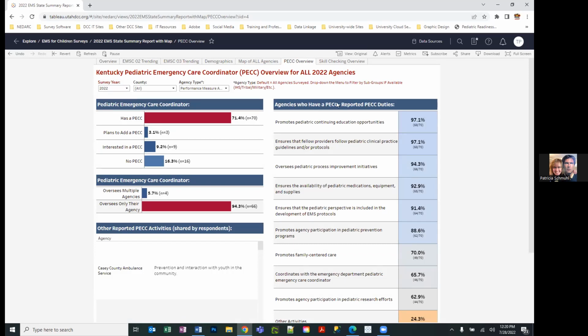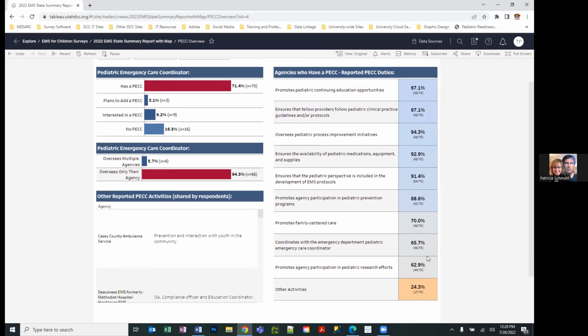And what you can do over here is if they are a Peck, you can see what they're doing. So the highest 2 here are promoting pediatric continuing education, which is fantastic because this is related to skill checking, which is the other performance measure. And then they're making sure that they're following pediatric protocols. So these are great, right? And then you can see some of the next ones, and ensures availability of pediatric medications and equipment. That's still in the 90s. So these are great. It's going from blue down to gray and orange.